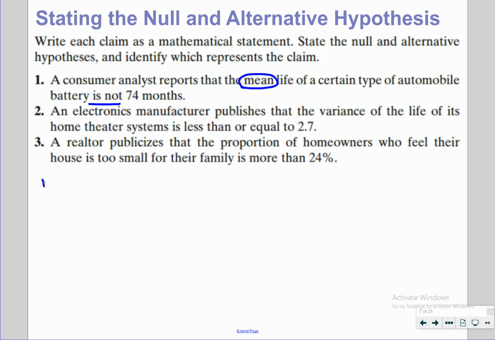Okay, so I'm going to start with the claim. The claim that's being made is that, and it's always about a population, so we always want to use our population symbols. The mean population is not equal to 74. What is the complement of not equal to? Equal to. So that's going to be my other hypothesis.